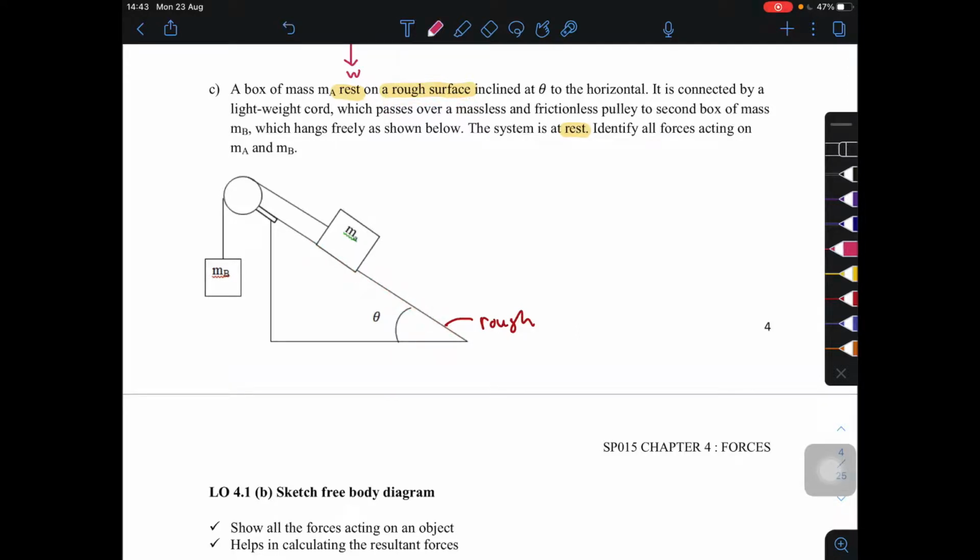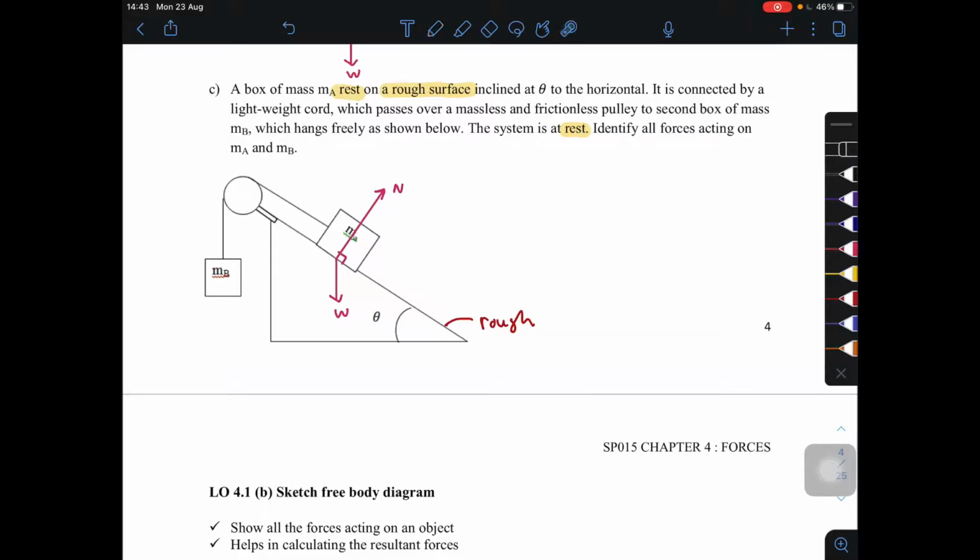Okay, so kita akan label yang paling penting dahulu, di mana setiap objek akan ada weight force going downward. And then since dia adalah dekat surface, so we'll have normal force, which is 90 degree. So make sure dia 90 degree. Normal force is 90 degree to the surface.